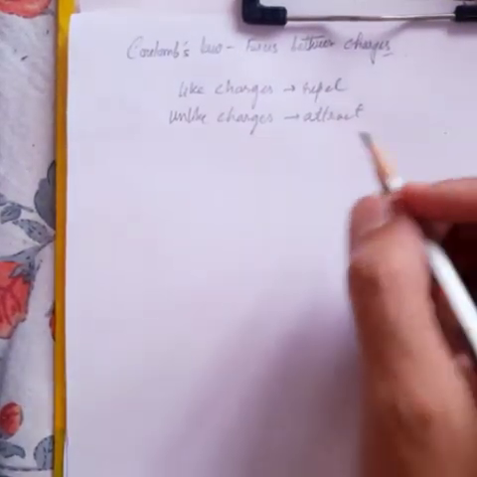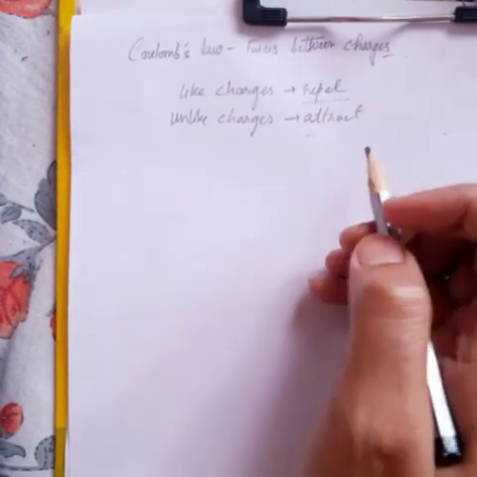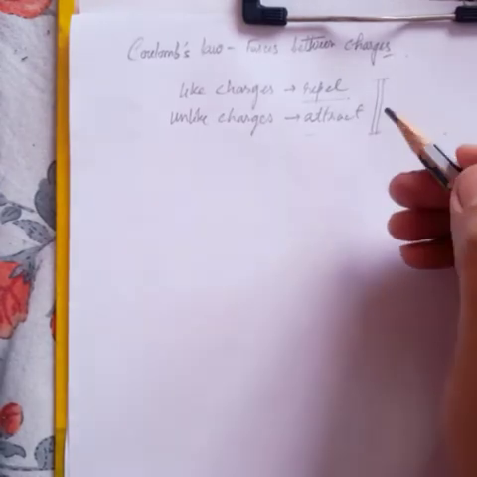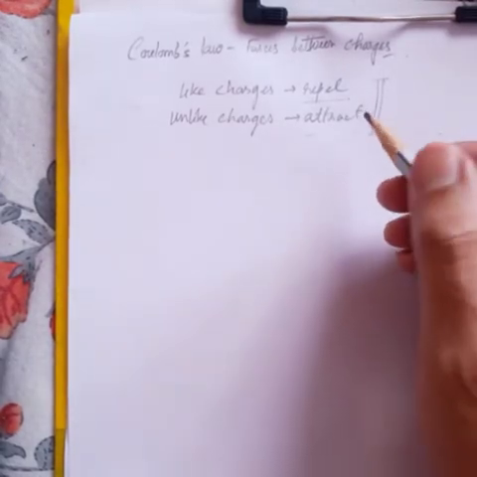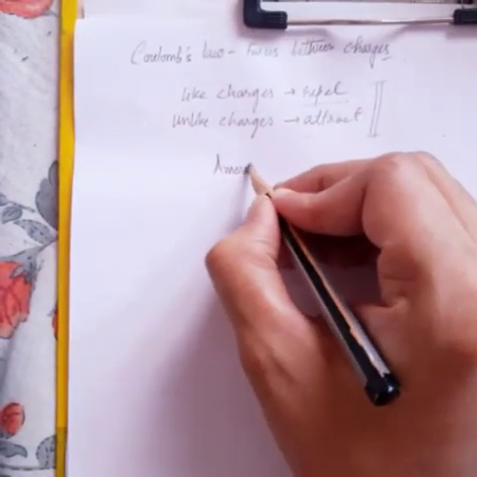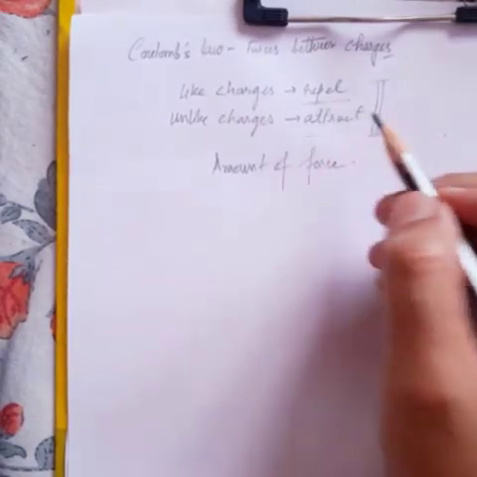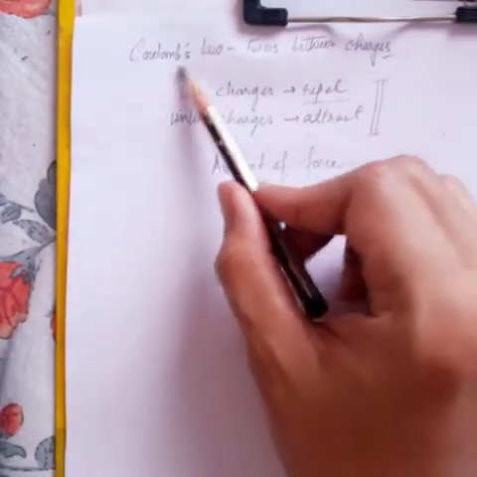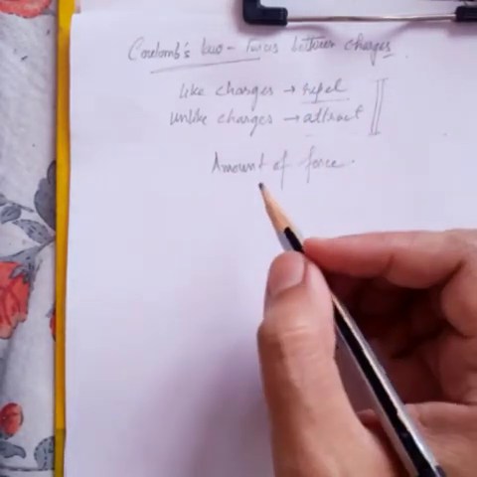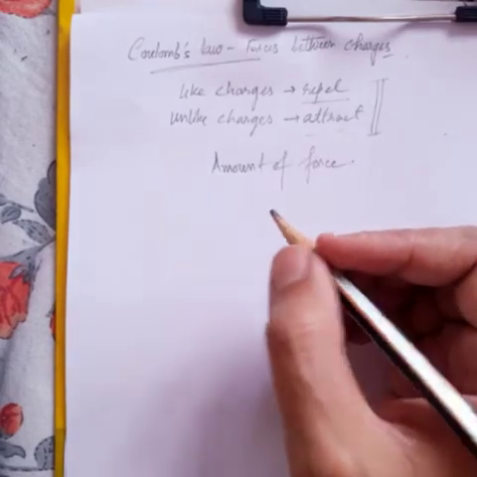Right? But the question is, by how much force do they repel? By how much force do they attract? This statement was quite silent about this information. You could not say anything about the amount of force, the amount of force of attraction or repulsion, right? Coulomb's law lets you know about the amount of force. Okay, so that is very interesting and very important, right? So let us have a look at the law.